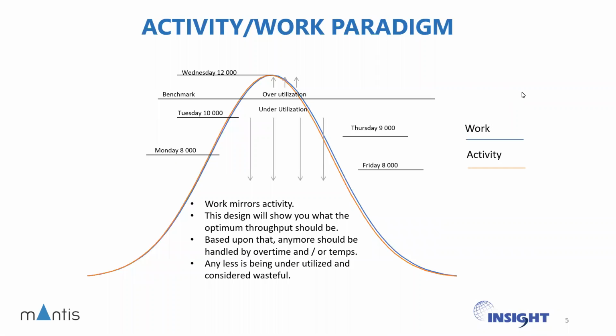So really, where we start is what we'll call the activity work paradigm. We've all seen this where you go out on the floor on Monday, and we do 8,000 cases. And then on Wednesday, it's our peak day. We go out and we do 12,000 cases. And then on Friday, again, we go back down. It might be 6,000, 7,000 cases on that Friday.